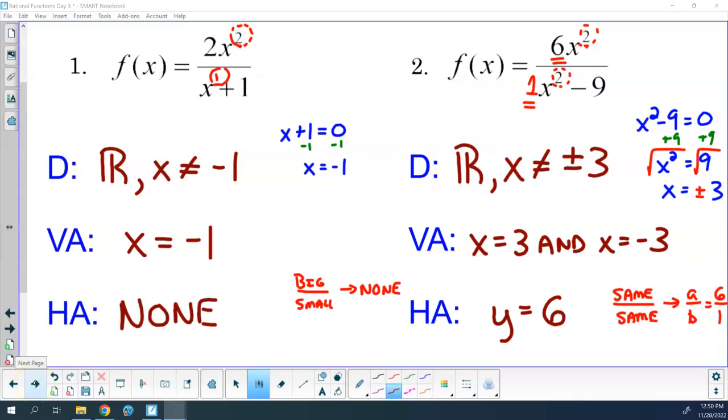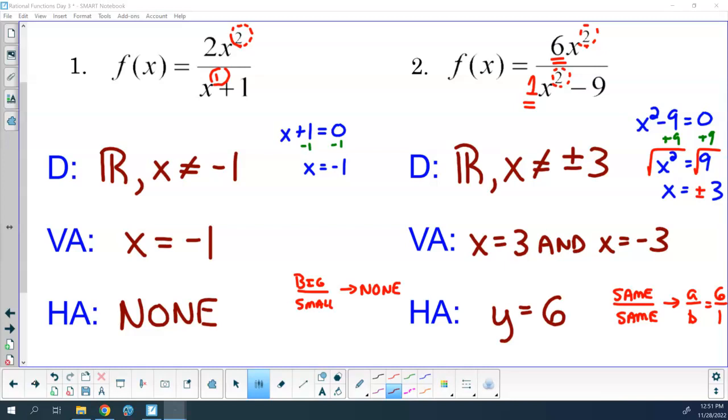So you should have found that the domain is all real numbers with the exception of x cannot be positive or negative 3, which means we have vertical asymptotes at x equals 3 and x equals -3. Remember from the first video, those need to be separated out. We can write them as plus or minus in the domain, that's fine, but when it comes to vertical asymptotes, those need to be separated out.